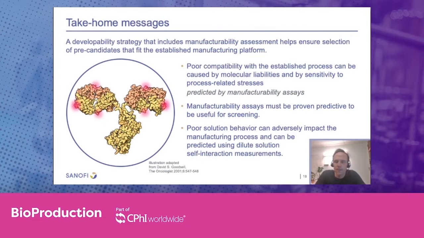So I'd like to conclude just by restating that manufacturability is a very critical element of the overall developability strategy. It's important to avoid poor compatibility with the process, to have a streamlined or platformized process, and this has to be predicted by manufacturability assays. So these assays are predictive in nature, and this prediction should be validated when used for screening. Finally, with respect to solution behavior, this can have a very broad negative impact on the manufacturing process. So screening for dilute solution interactions is very important early on.